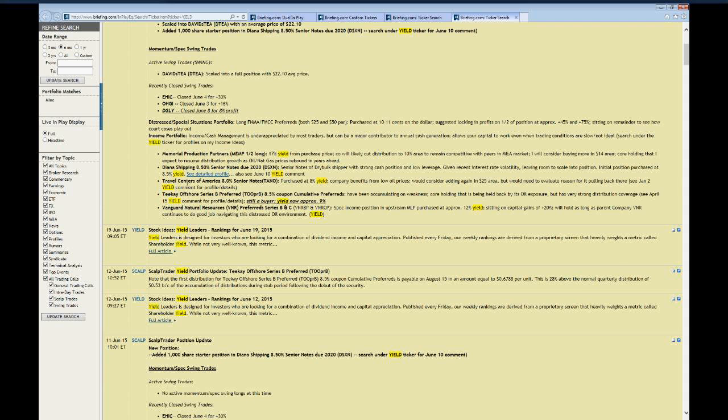Diana Shipping is the senior note that I mentioned above. Travel Centers of America is another senior note. TK Offshore Series B is a preferred stock. And each one of these particular securities can be purchased through a regular brokerage account.